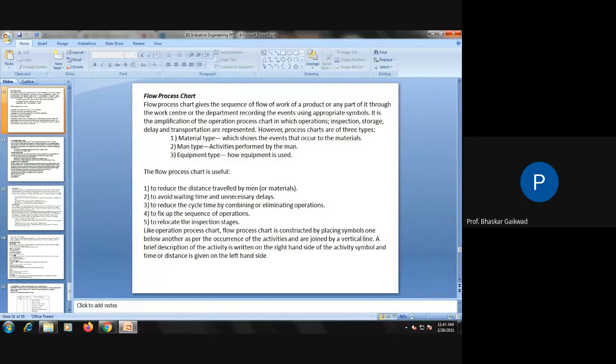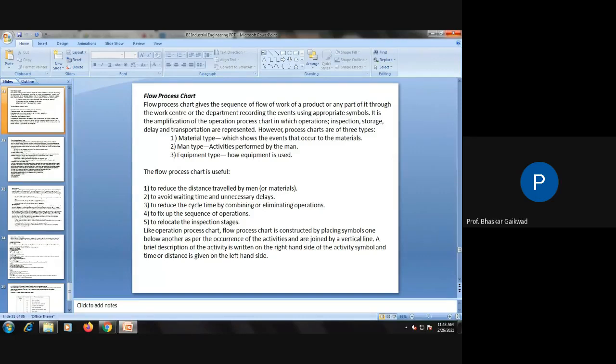Then the fifth point, to locate the inspection stages. See, in one department there may be 4, 5 machines, or 20, 25 machines. There should not be only one station for inspection. After every 5 machines, there should be an inspection or automatic gauging system, so that the movement and related times we can reduce, and the inspection cost we also reduce. So these useful things we get through this flow process chart.